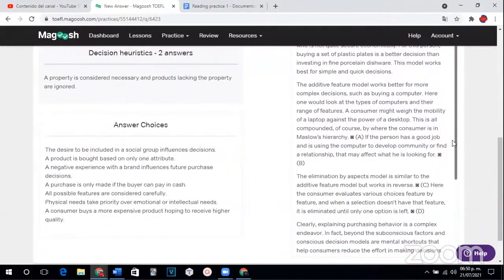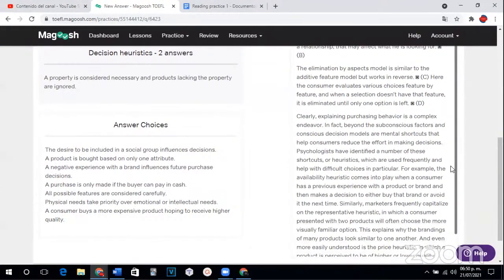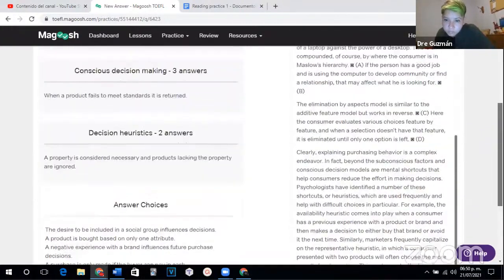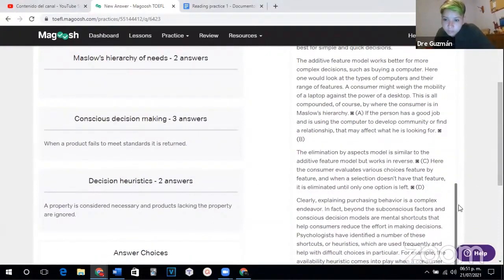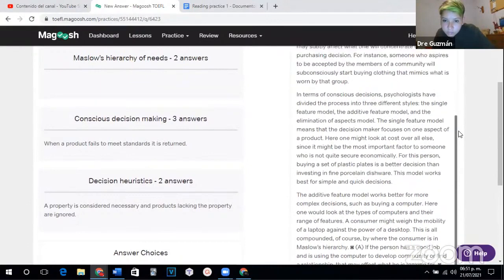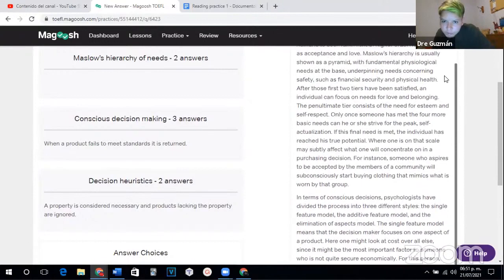Here, somewhere around here. Where is it?